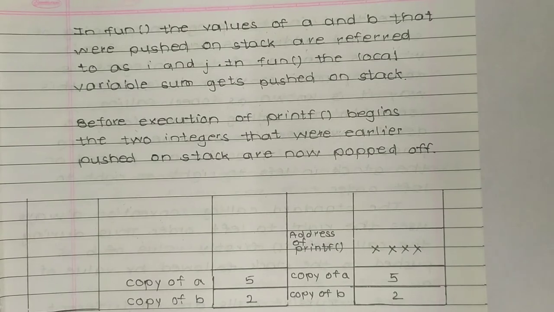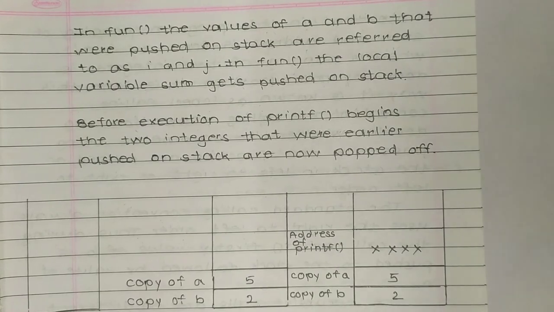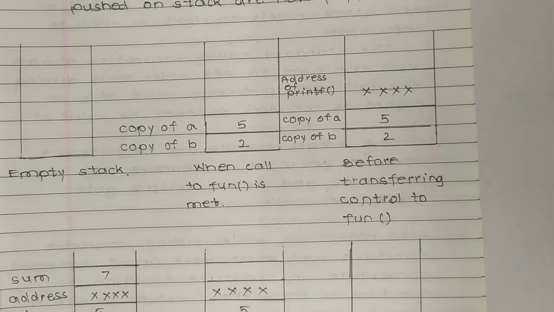So it was added on stack. Before execution of printf begins, two integers that were earlier pushed on stack are now popped off. So with the help of a diagram we will explain this. So here with the help of the diagram we can explain this.